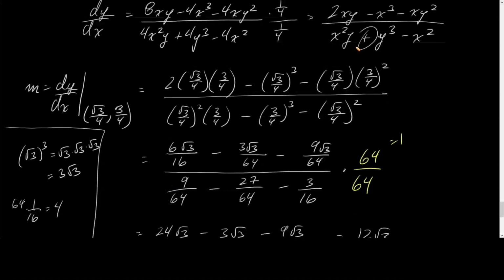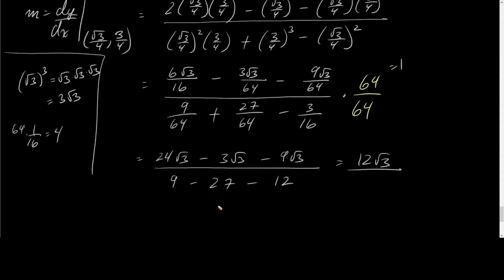All right, 9 plus 27 is 36 minus 12 is 24, making this reduce to radical 3 over 2. All right, radical 3 over 2. So that's our slope. Our slope here was radical 3 over 2.